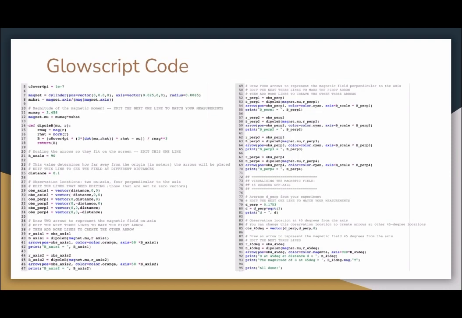Here's my GlowScript code. I created a function that calculates the magnetic field based on various locations on the axis and also perpendicular to the axis. I also have the 45 degrees off axis, which is based on the perpendicular distance that was measured in the second part of the experiment.